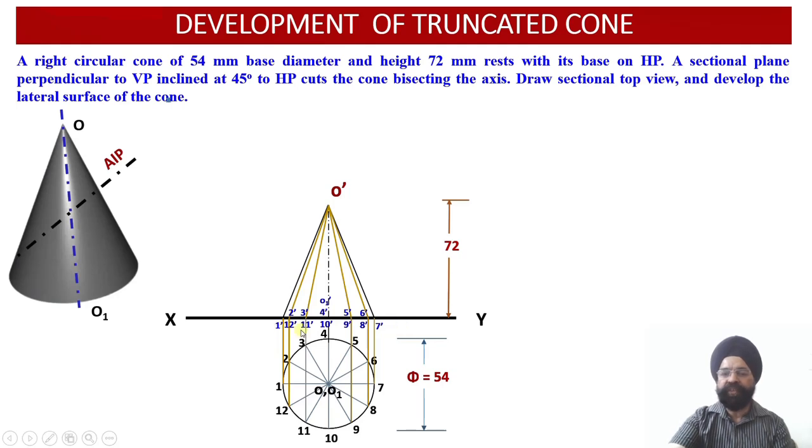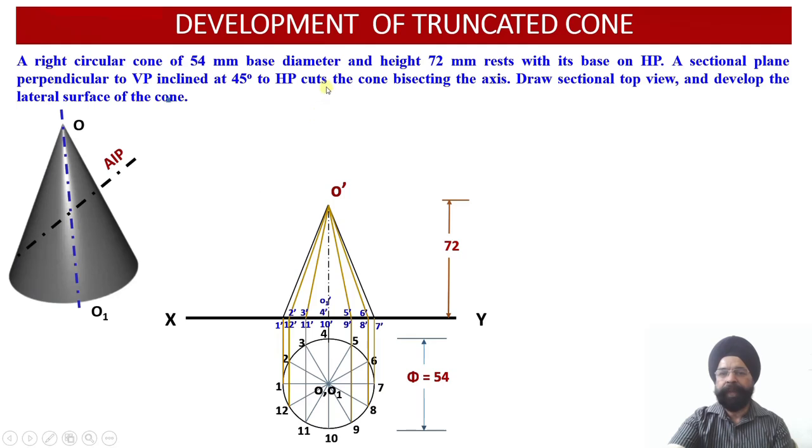Okay, so these are the 12 points which are available corresponding to the base on the XY reference line. Why? Because the cone happens to be resting onto the ground with its base over there, right? So we have drawn the top view of the uncut cone. We have drawn the front view of the uncut cone.